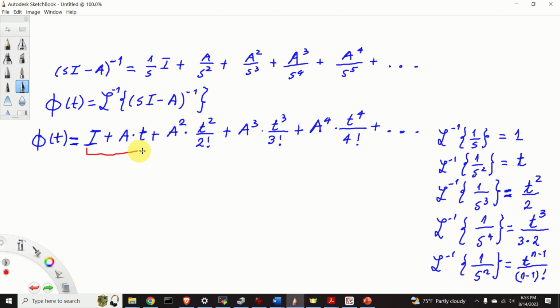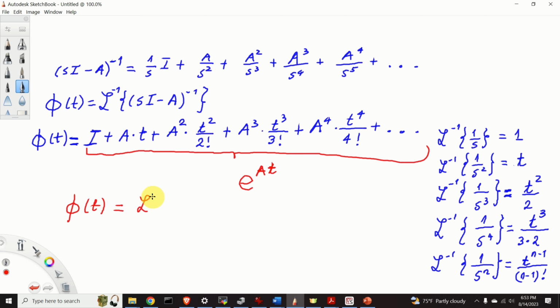Now, does this expression look familiar to you? Yes, it looks familiar. This is exactly our matrix exponential. Consequently, we have shown that the state transition matrix, that is the inverse Laplace transform of our resolvent matrix, is precisely the matrix exponential.